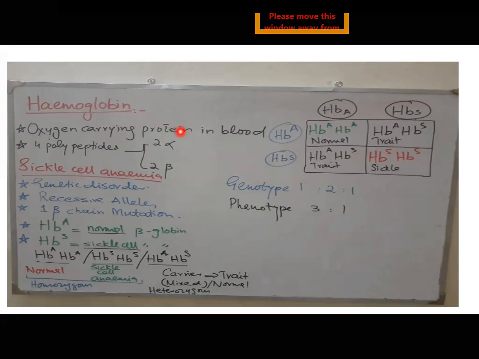And actually, the hemoglobin contains four polypeptides, two alpha and two beta, whereas the myoglobin contains a single polypeptide. These four polypeptides each contain one heme group attached to it, and each heme group is responsible for binding oxygen. So two alpha and two beta are there, and we are going to discuss sickle cell anemia with reference to the hemoglobin.